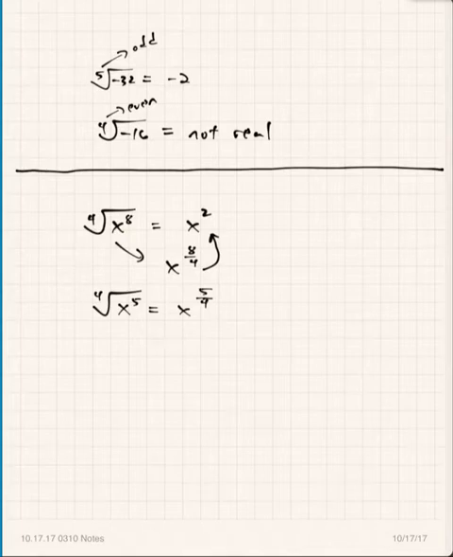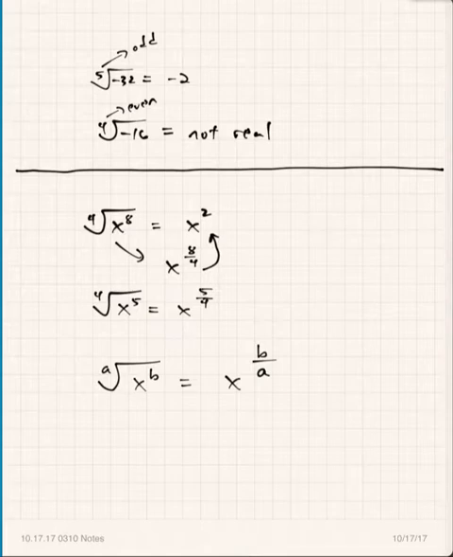And this is going to be true really for any radical that has a power under it like that. If you have the a root of x to the b power, just in general, what you could do is write this as x to the b over a power, right? The only thing you have to be careful about is whether the index is even or odd, because that would control whether you can take the root of a negative number or not. But let's not get too hyped up about that yet.